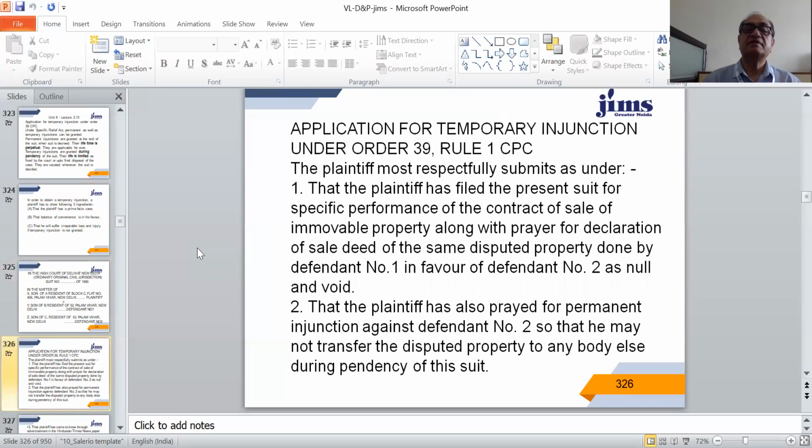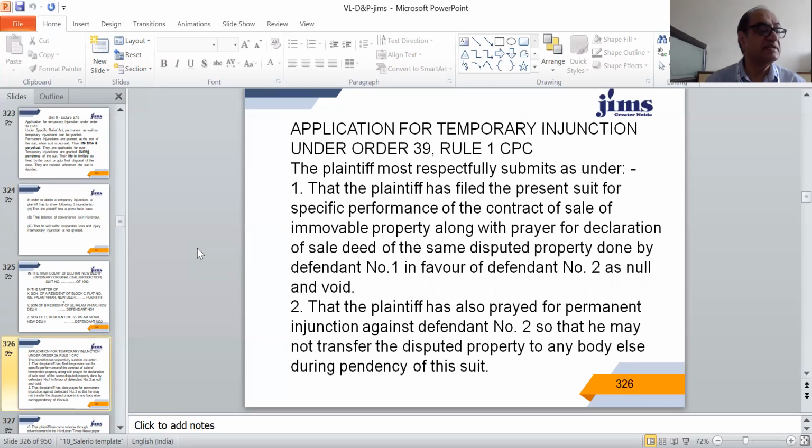Now the center heading is: application for temporary injunction under Order 39, Rule 1 CPC. The opening salutation sentence will be: the plaintiff most respectfully submits as under. Para 1, that the plaintiff has filed the present suit for specific performance of the contract of sale of immovable property, along with a prayer for declaration of the sale deed of the same disputed property done by defendant number 1 in favor of defendant number 2 as null and void.